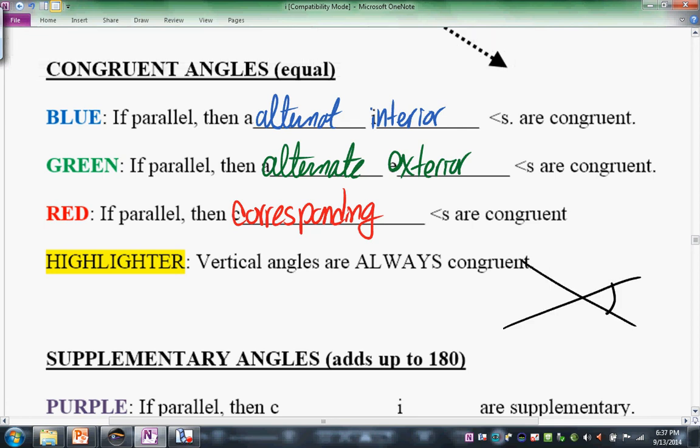Keep in mind, when you see vertical angles, they are always going to be congruent. Vertical angles are always going to be congruent. So let me give you an example of each of these before we go on.